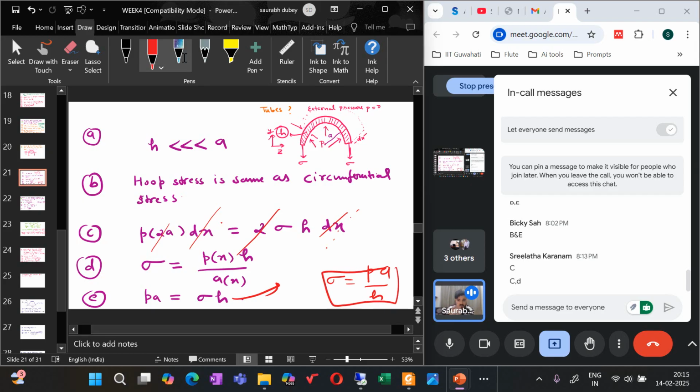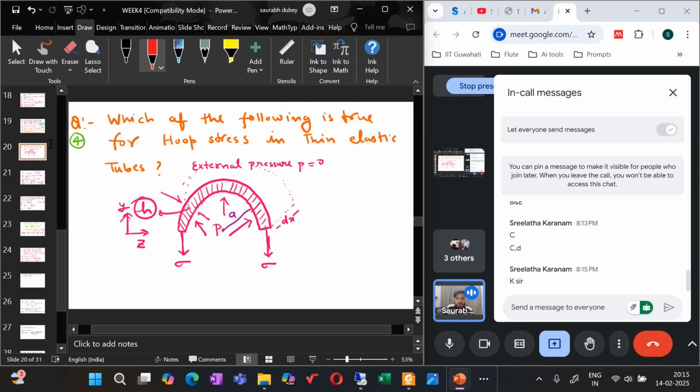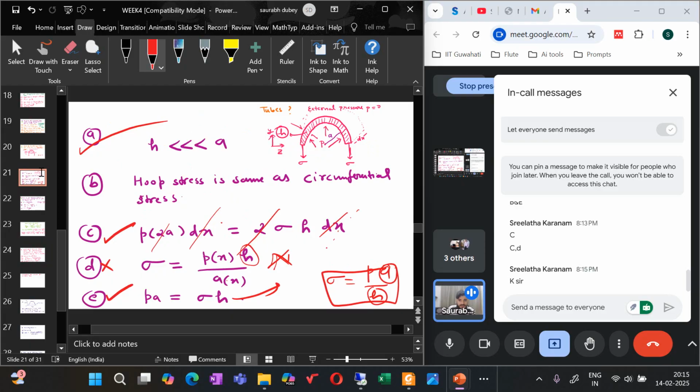So if you are saying that option C is right, option D cannot be correct, because in this position there has to be this A_x, and H will be in the denominator. H is here, A is here. In this one it is opposite, so this one is incorrect, right? So C is correct, and D is incorrect. And here we have told that this is a thin elastic tube. So if it is thin, that condition will be satisfied, that H is less than A. So option A is also correct.